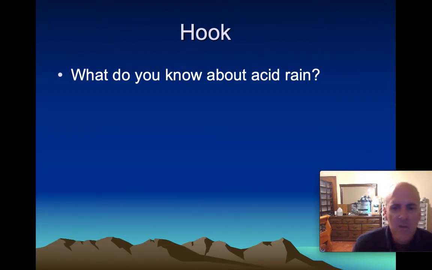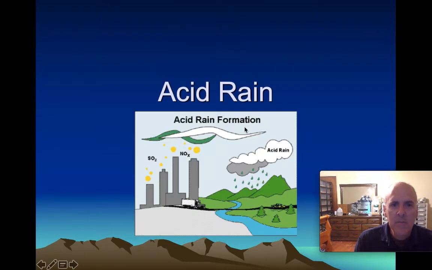Okay, so we're going to talk about acid rain today. Go over it just briefly. So acid rain means the rain is acidic. Now, it's not like you think. I mean, you hear acid rain and you picture rain falling from the sky and melting your skin. It's not like that, but it is bad news.